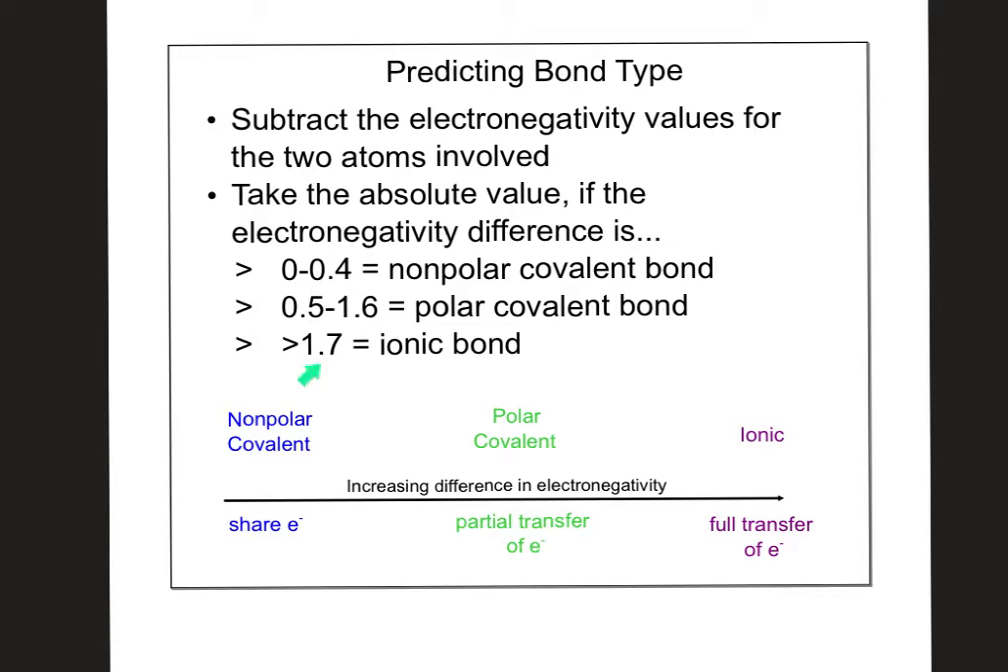And then finally, if we have a big difference, so we subtract those two numbers and it's 1.7 or larger, that means these elements are probably not sharing at all. One atom wants the electrons so bad, he's like, gimme, and he takes those electrons because he's way more electronegative than the other element, and so there's a full transfer of electrons. So we have three types: ionic, polar covalent, and nonpolar covalent.